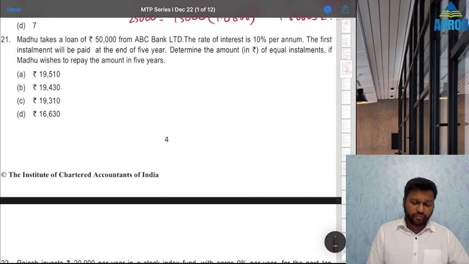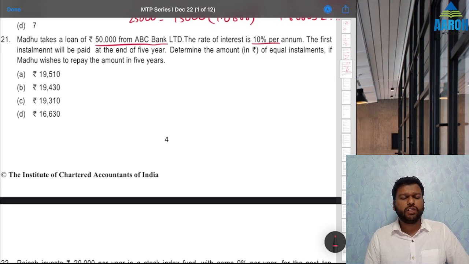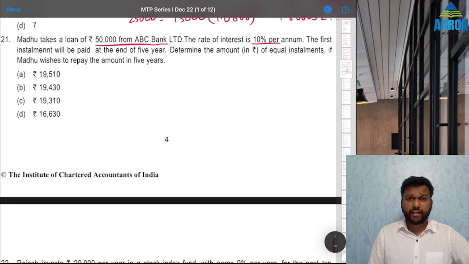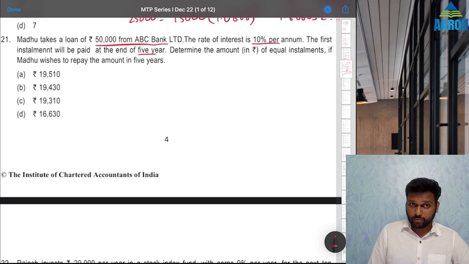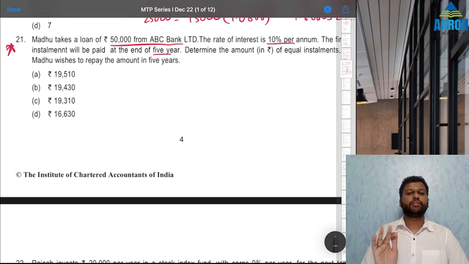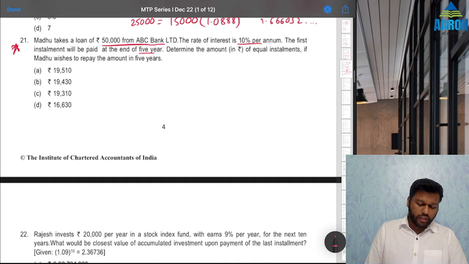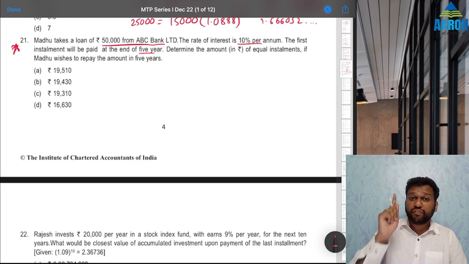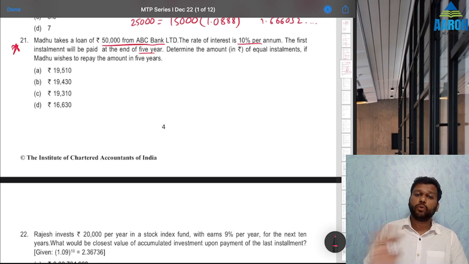Madhu takes a loan of 50,000 from ABC Bank Limited. Rate of interest is 10% per annum. The first installment will be paid at the end of the 5th year. Determine the amount of equal installments if Madhu wishes to repay the amount in 5 years. This is a very good question. Understand carefully. At the end of 5 years, she is going to repay her first installment. So for the first 4 years, she is not going to do anything.